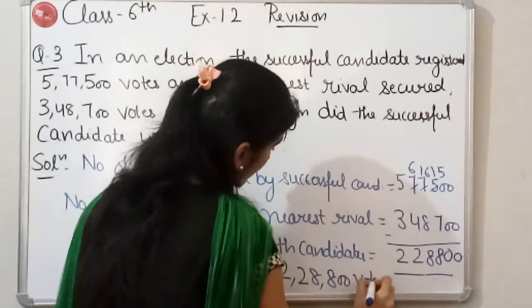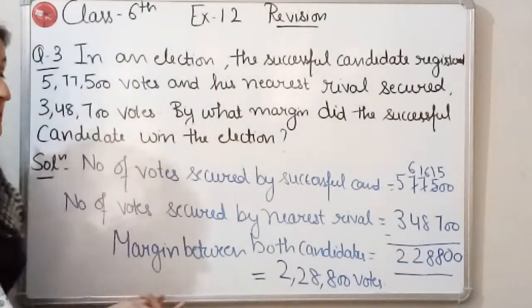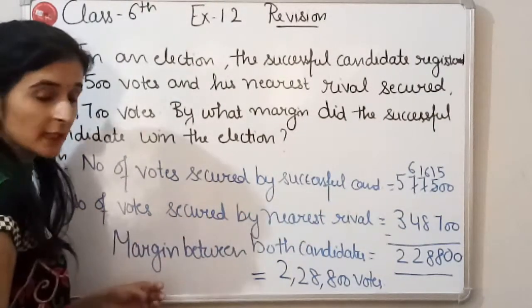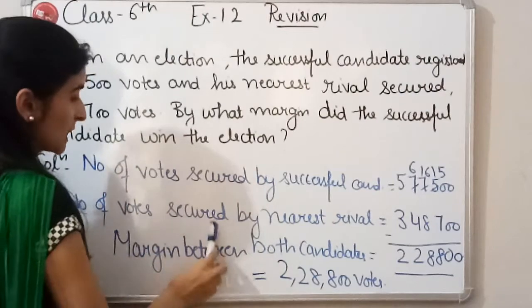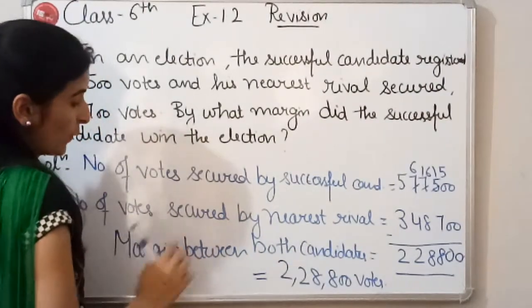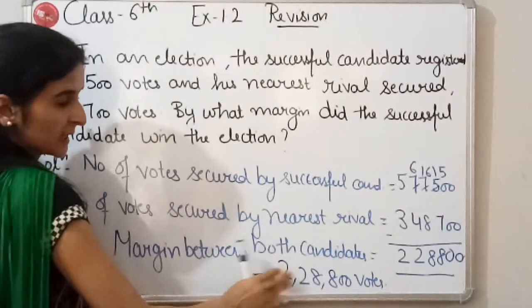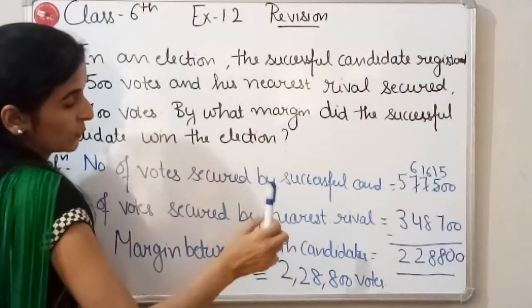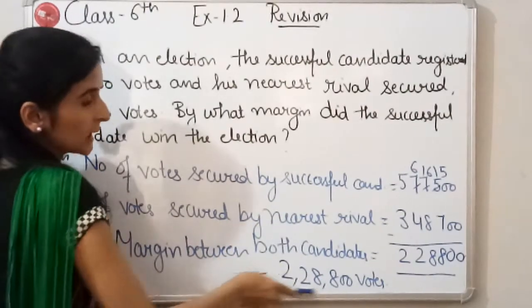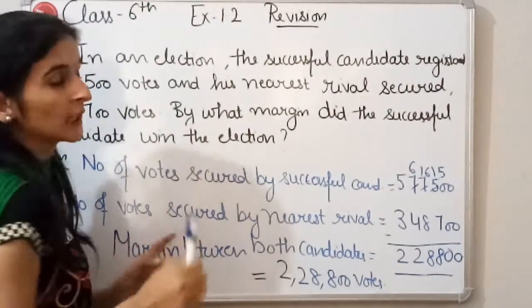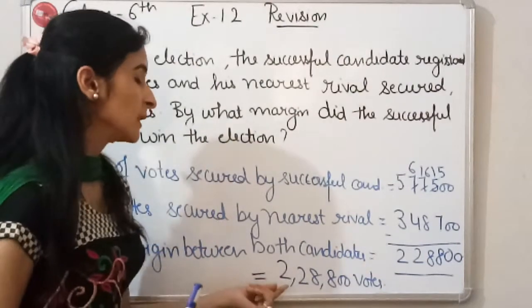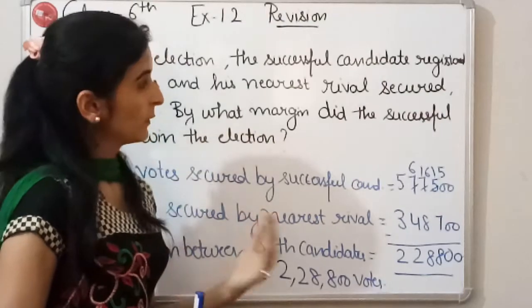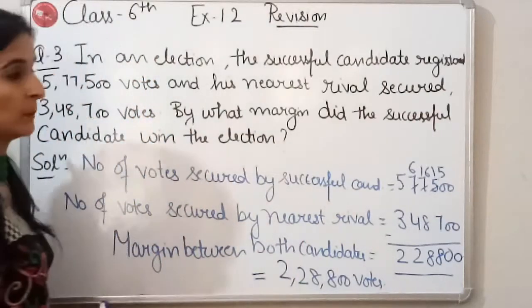2,28,800 votes. Clear? What was the question? We were given the votes secured by the successful candidate and the votes secured by the nearest rival. For finding the margin between both candidates, we subtract. After subtracting, we got this number, so the successful candidate won the election by 2,28,800 votes. Clear? Fine. So this was the solution of question number 3.